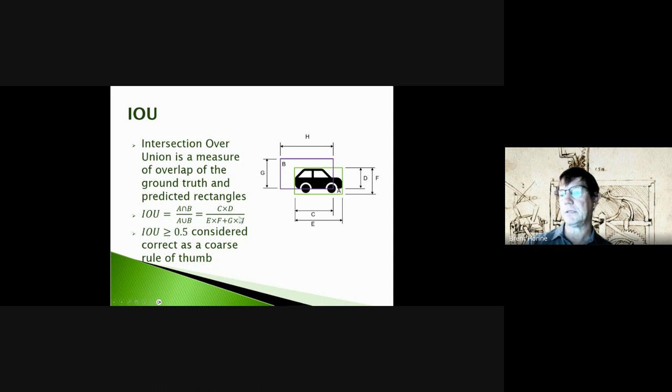I over U is, and let me show that here. That teal color there, cross-hashed, is our intersected area. So an IOU of greater than 0.5 is considered correct as a coarse rule of thumb. I'm just pausing here. I'm thinking that maybe my denominator may not be correct because I think we double counted some of that area, but this is definitely correct, right? It's the intersection divided by the union in terms of area, and like I say here, I think we're double counting some stuff there.